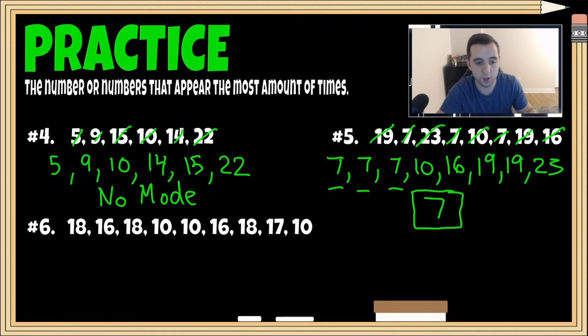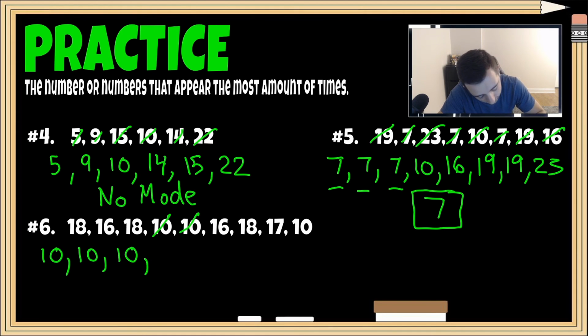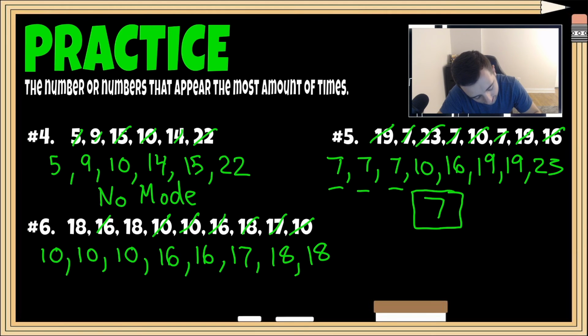So hopefully you are 2 for 2, and let's go ahead and go over the last one. Let's order them from least to greatest. We have 10, another 10, then we have another 10, then it looks like we have a 16, and another 16, then we have a 17, and it looks like we're ending our list here with 3 18s.